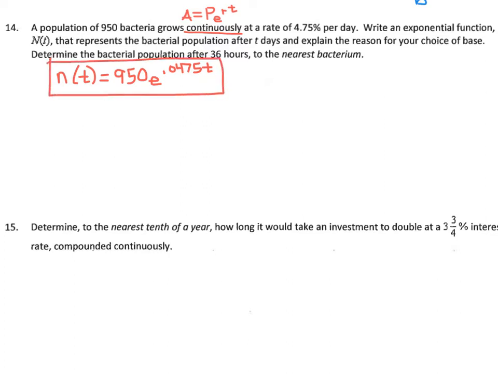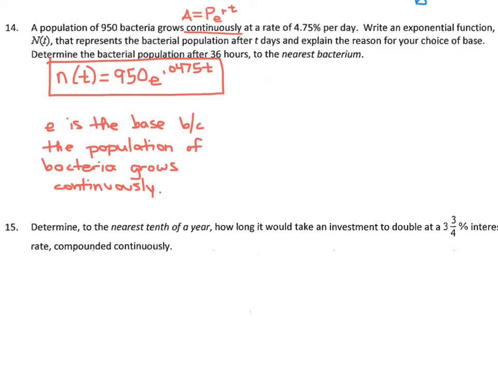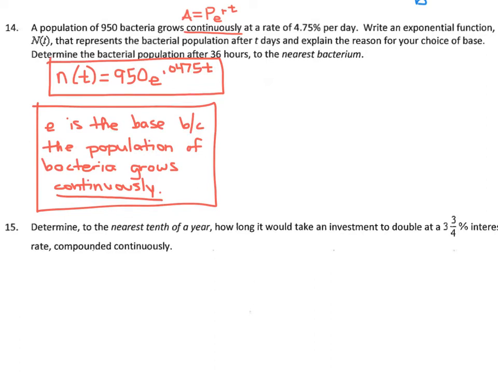Now, it also says to explain the reason for your choice of base. All right, well, whenever you see continuously, we know we're going to be using this formula, and the base with this formula is e. Okay, so e is our base because the population of bacteria grows continuously. So whenever you see continuously, you know that e is your base. This is the formula you're using.